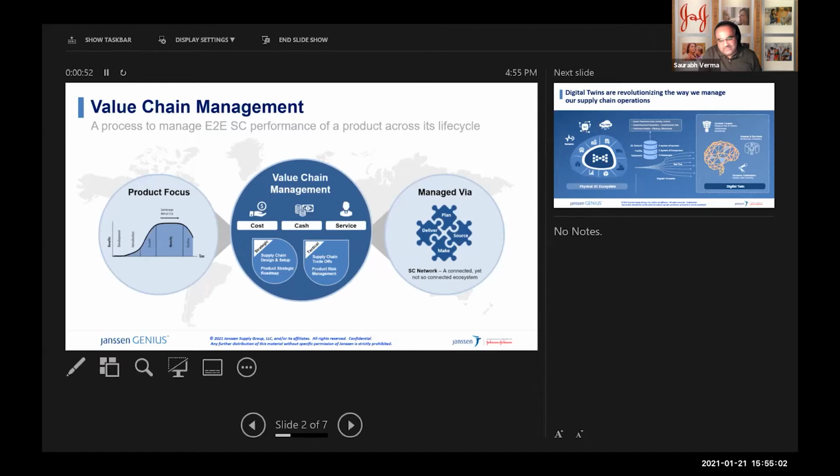So value chain management as a process is very product focused. The kind of activities a value chain management leader does are on a strategic and tactical level. It's all about how you set up the supply chain, and how you decide when your product moves from an introduction phase to a launch, to a growth phase, to a maturity phase, and then to a decline phase. When your product moves through these stages in its life cycle, there are different trade-offs on cost, cash, and service that value chain leaders help the functions make, and that's very important. Why I give this introduction is because it sets the context for digital twin.